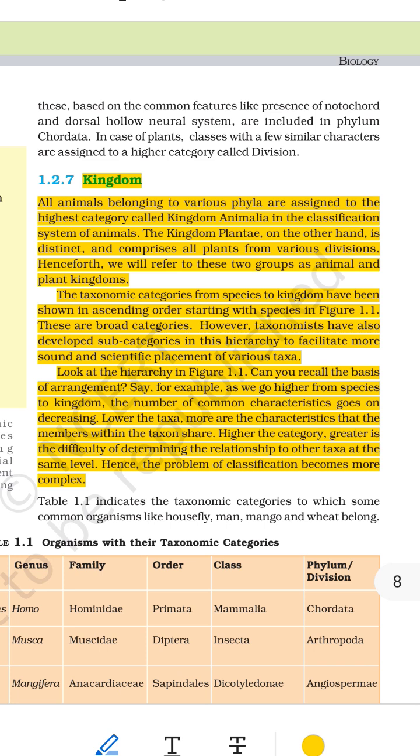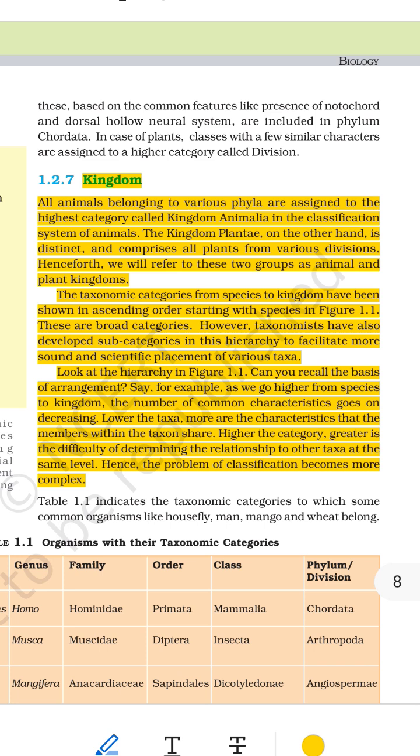Now let's look at the hierarchy again, from smallest to biggest. 1. Species, almost identical, e.g. all lions. 2. Genus, very similar, e.g. lion plus tiger equals Panthera. 3. Family, same kind of animal, e.g. all big cats equals Felidae. 4. Order, group of similar families, e.g. cat family, dog family equals Carnivora.